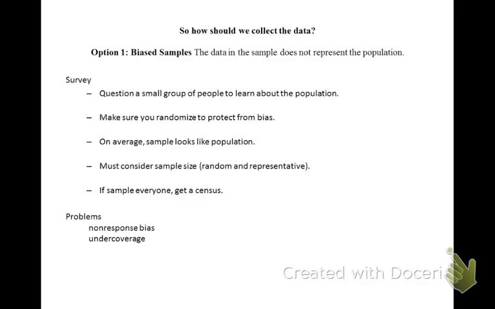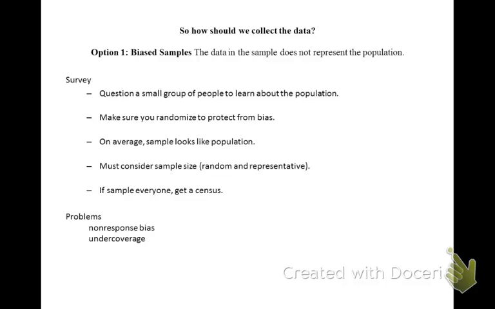We're going to start looking at how to collect data. Our first option is to collect data in such a way that it produces a biased sample. The data in the sample does not represent the population. The first type of biased sampling is surveys. You question a small group of people to learn about the population. You want to try and randomize to protect yourself from bias.